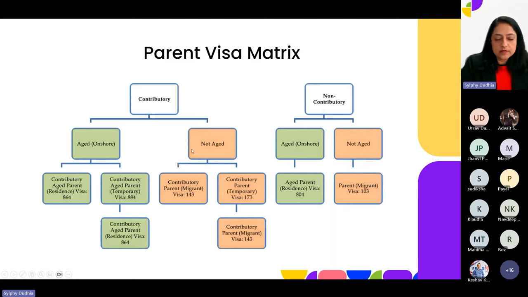In non-aged, there are 2 subclasses, again with the same contributory 143, which you can apply direct, or you can go through a 2-stage process, contributory parent 173, followed by contributory parent 143 permanent. In non-contributory, there are 2 visa subclasses, aged onshore, which is aged parent visa 804, and subclass 103, which is parent visa.